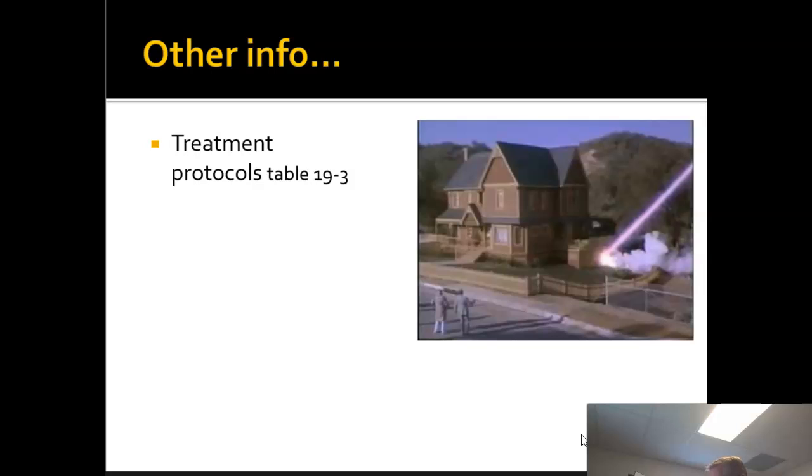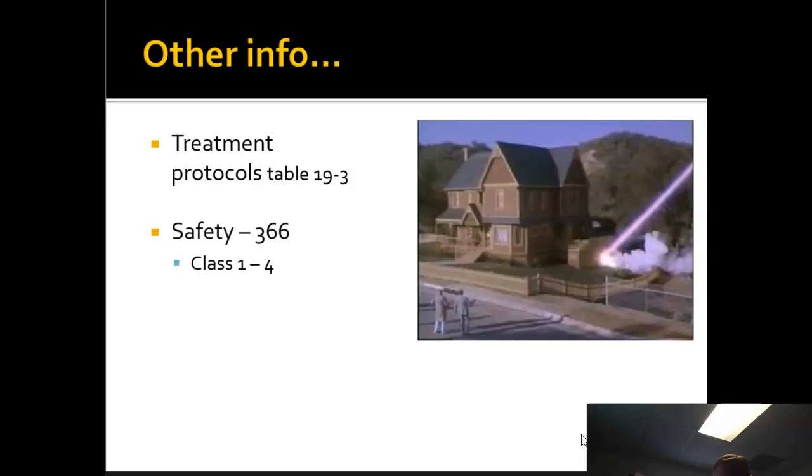Table 19-3 gives you some of the dosing protocols, just general protocols that you can get. That's where I got my 30 joules per centimeter squared. This is the one area that you need to go through because we didn't talk about it much in this video. I'll talk a little bit about it in class. It's the safety and the classification of these different lasers. When you interact with lasers, you'll talk about, oh, this is a class 3 laser, this is a class 4 laser. These are different types of lasers. So I want you to look at table 19-1 on page 366. Make sure you have an idea of that.